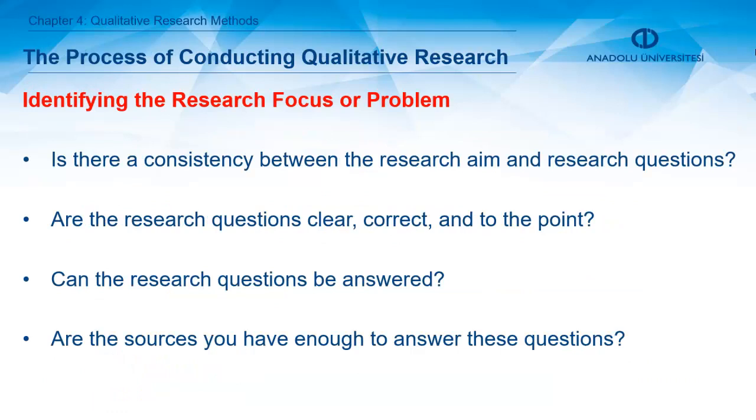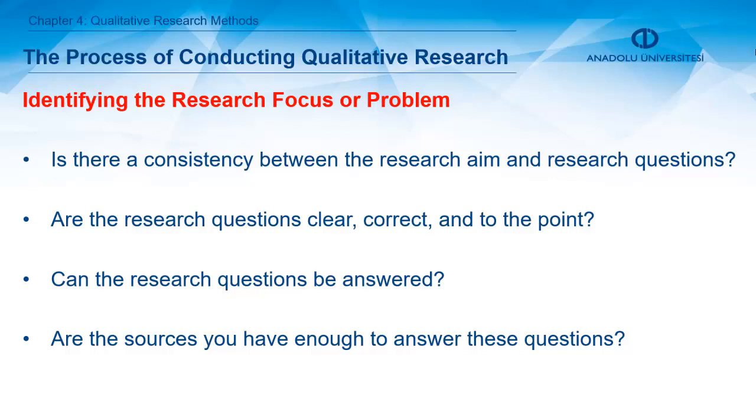And within the process of conducting qualitative research, again, we need to identify a research focus or a problem. How can we do it? Is there a consistency between the researcher's aim and the research questions? We need to answer this. Are the research questions clear, correct, and to the point? We need to ask this question to ourselves as a researcher.